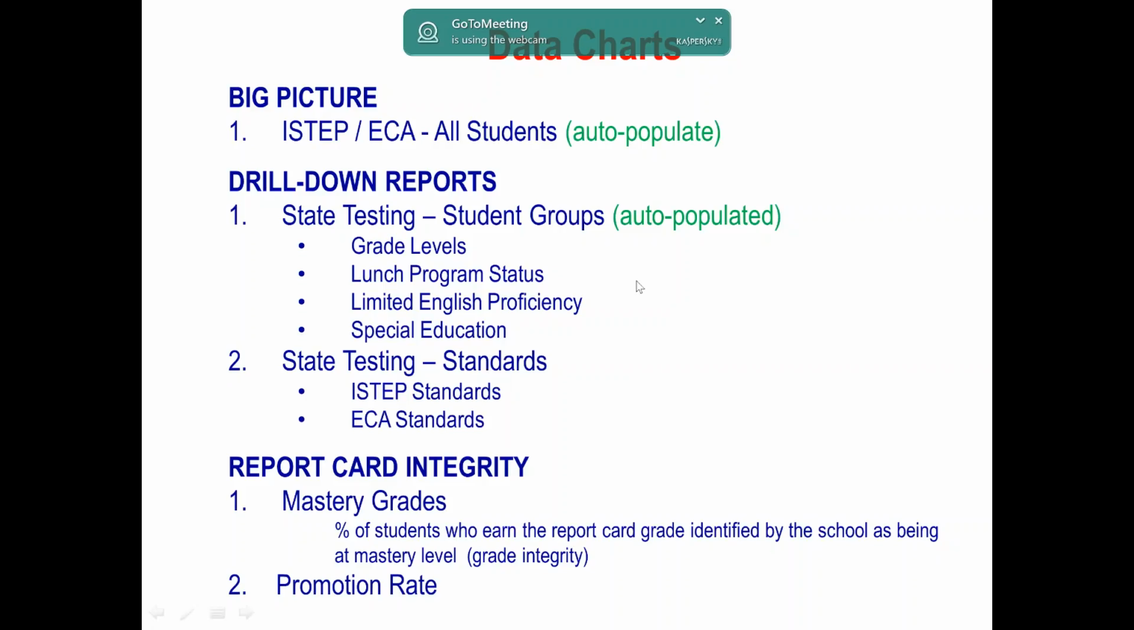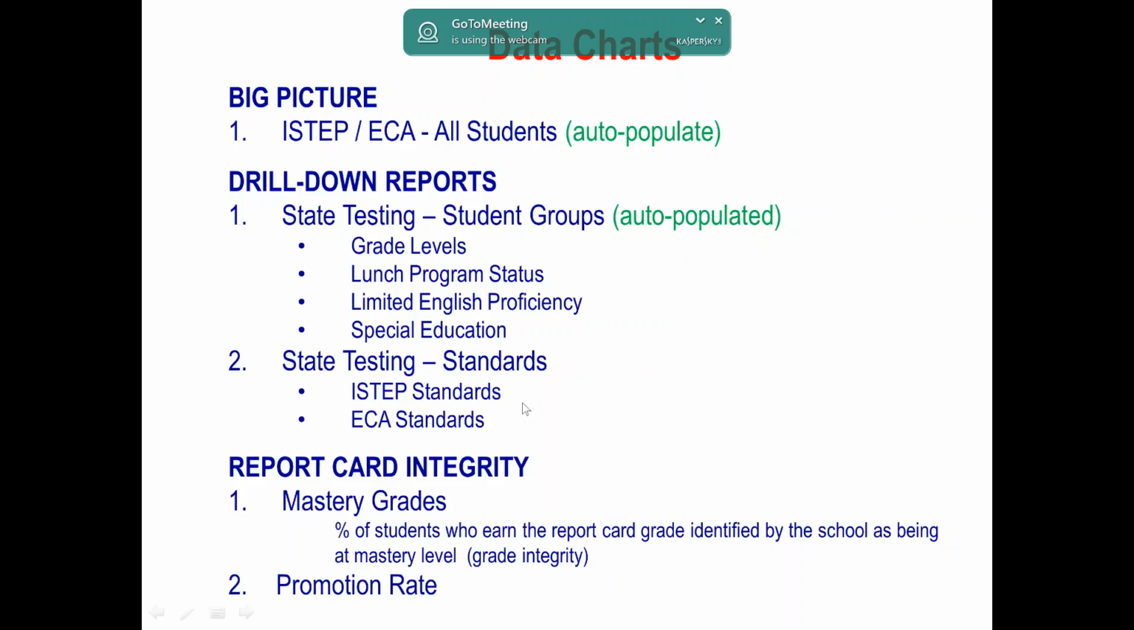Then, and this was also auto-populated, on state testing for standards, this is even a bigger area, specifically which standards are your students not mastering. This is data that your achievement point person had to enter in. Unfortunately, DOE doesn't publish that data publicly, so we're not able to grab it and put it into your system for you.